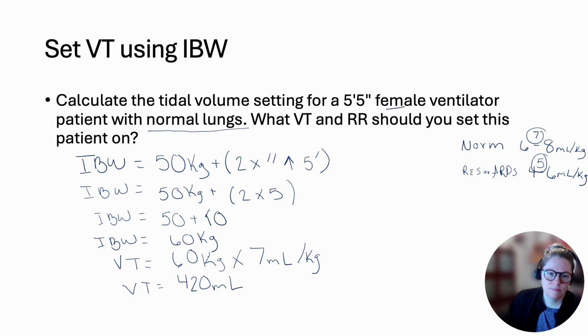So now we can set the tidal volume, but we want to make sure, what respiratory rate should you set this patient on, right? So we're setting more than just one setting. So let's talk about the settings for a ventilator real quick. FiO2, tidal volume, we're in volume, respiratory rate, and PEEP. So we have a tidal volume of 420. Let's get the respiratory rate.